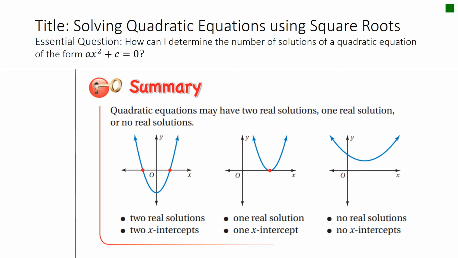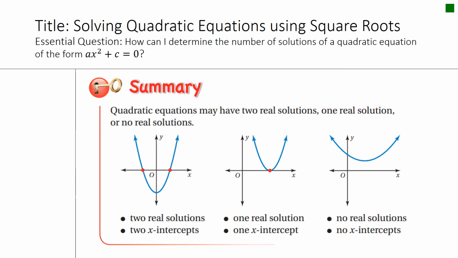So go ahead and title this Solving Quadratic Equations Using Square Roots. And your essential question is, how can you determine the number of solutions a quadratic equation has? And we're going to keep it simple. We're going to have a binomial first, where that b is missing, in the form of ax squared plus c equals 0.